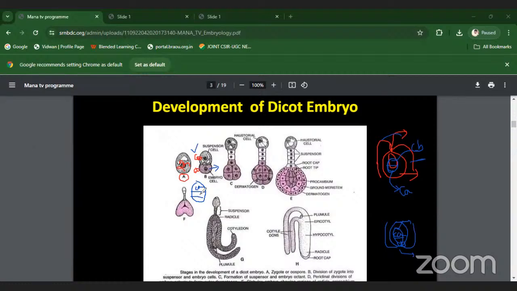M cell and Ci cell. The apical cell divides longitudinally or transversely. This apical cell may undergo longitudinal division or transverse division, and a linear or T-shaped pro-embryo is formed.